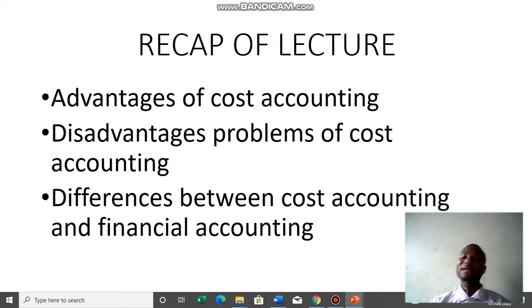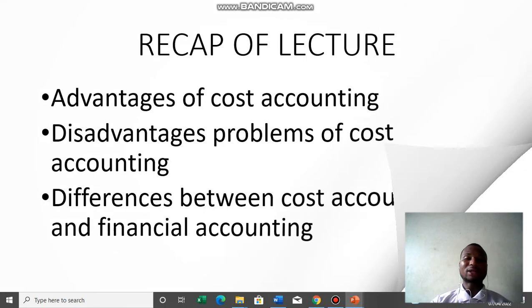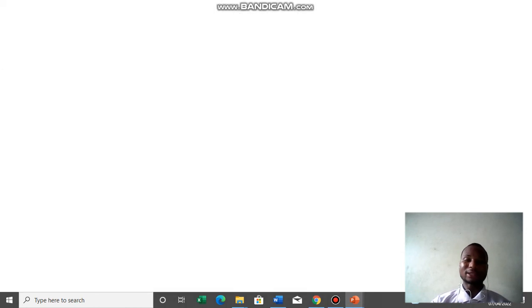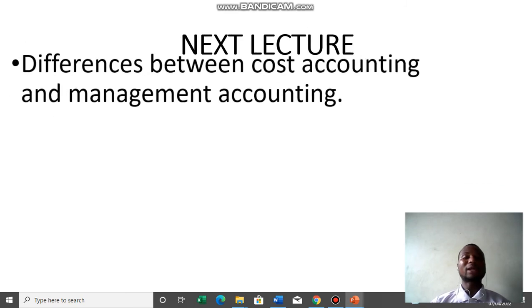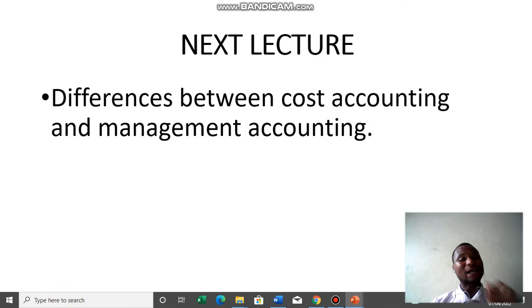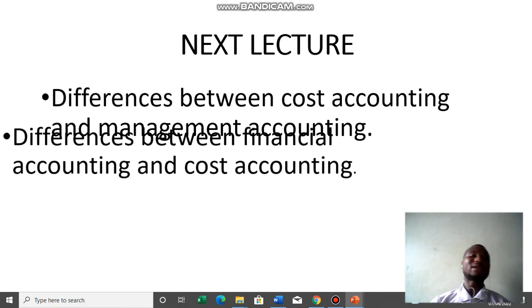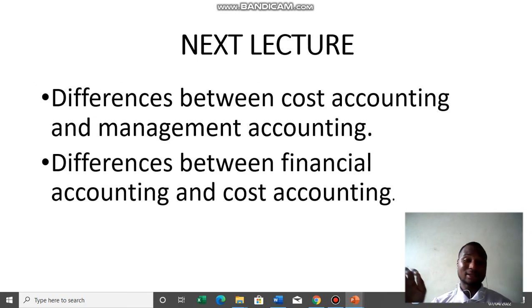If you recall, the last time in our first lecture, we talked about some other things that are associated with these branches. So in the next lecture, we shall be looking at the differences between cost accounting and management accounting. What is the main difference between these two? Then we will also look at the difference between financial accounting and management accounting. Sorry for the error there. That will be our next lecture, by God's grace.